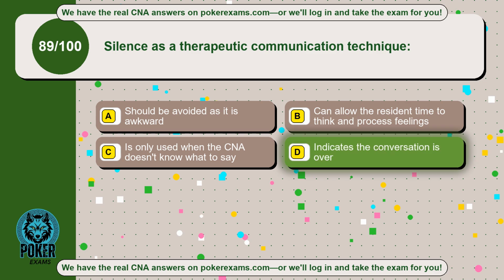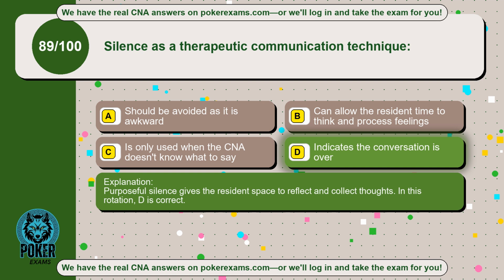The correct answer is option D. Indicates the conversation is over. Purposeful silence gives the resident space to reflect and collect thoughts. In this rotation, D is correct.